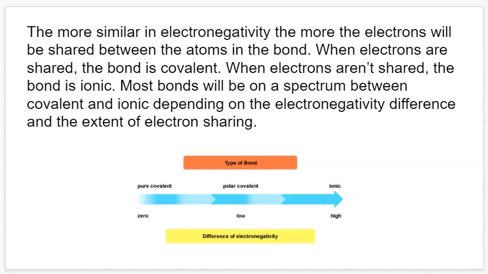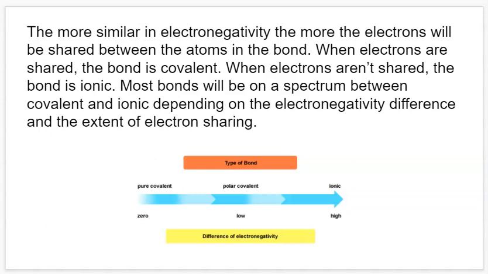However, when electrons aren't shared, when the electronegativity difference is great, this bond will be considered ionic. And it's ionic because ions are formed in the process. The electron is completely being removed from one and becoming positive, and staying on the other one, becoming negative.